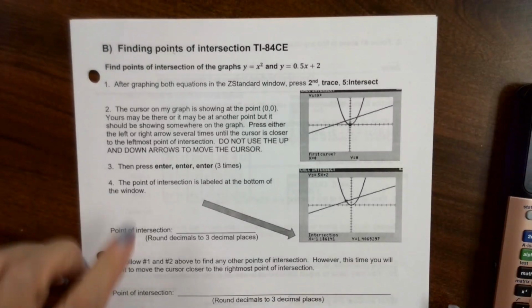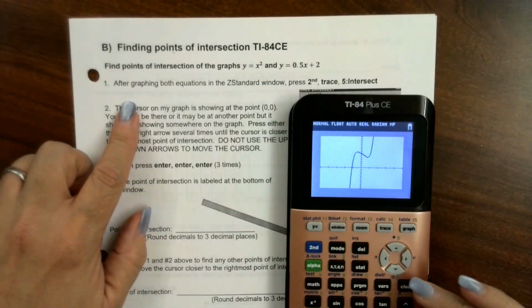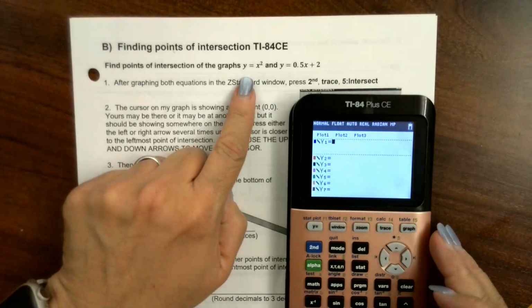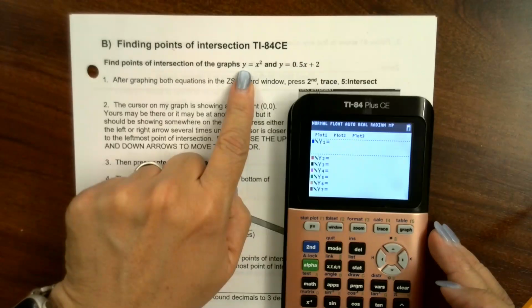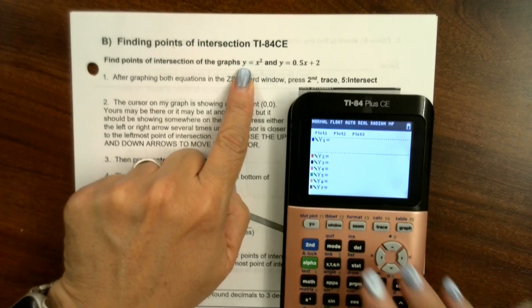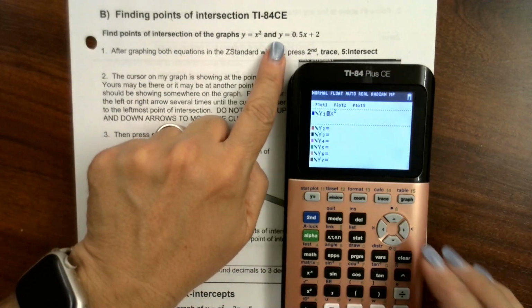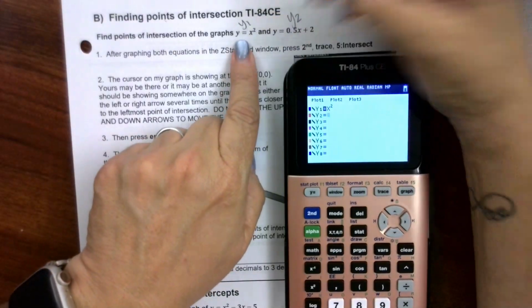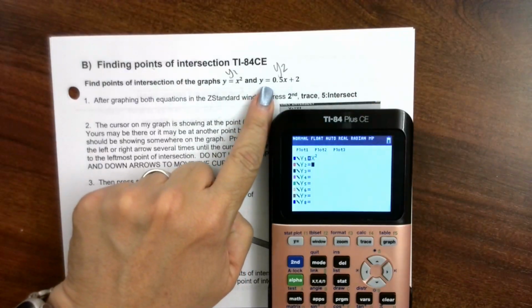So here I'm going to have two different functions now. So I'm going to go ahead and go back into y equals, and I'm going to clear everything. And what I'm going to do is find two graphs here. So I'm going to have my first graph be x squared. So just x squared. And my second graph, this now becomes my y2. This one was my y1. Oops, sorry about that. And this is my y2. So I'm going to say 0.5x plus 2.